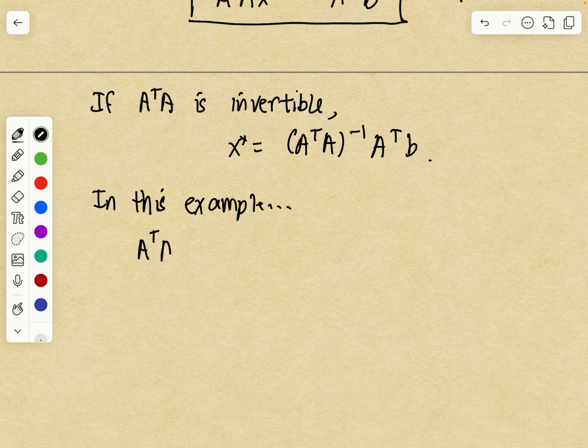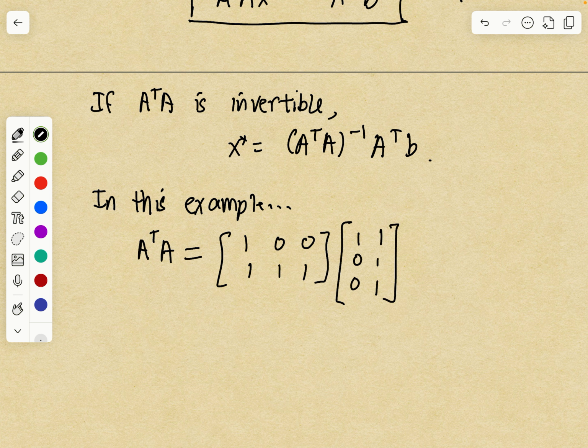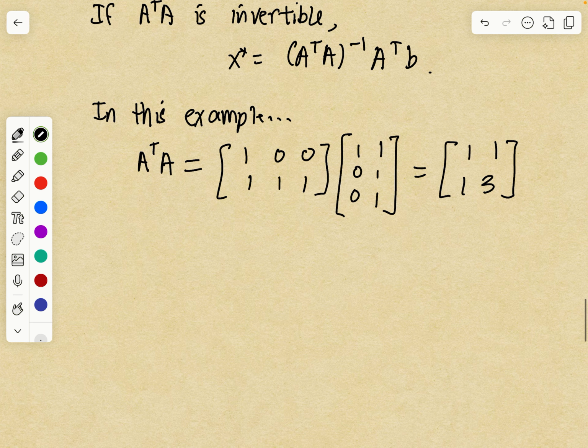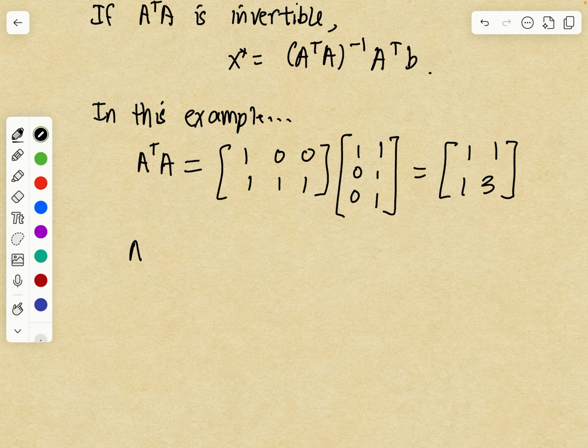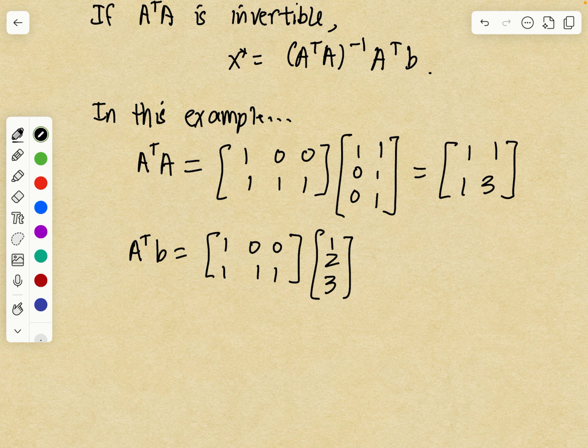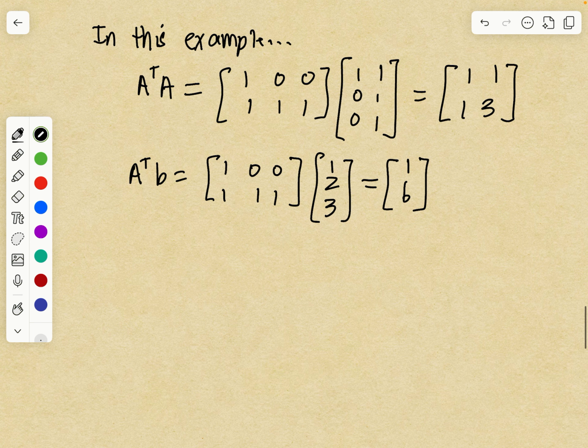A transpose A is this matrix times this matrix. And when you calculate it, you get this matrix. And we can find A transpose B. That's going to be this matrix times B. And this is going to be 1, 6. And now we need to solve A transpose AX equals A transpose B.